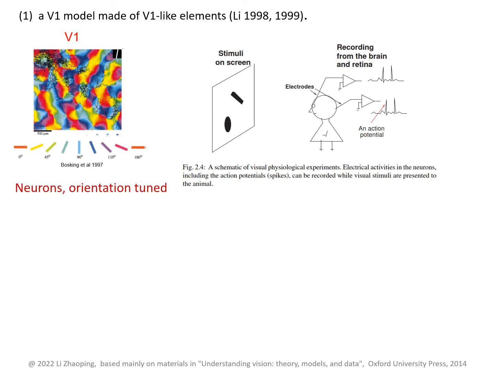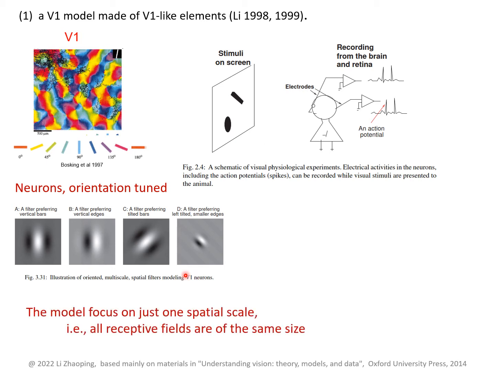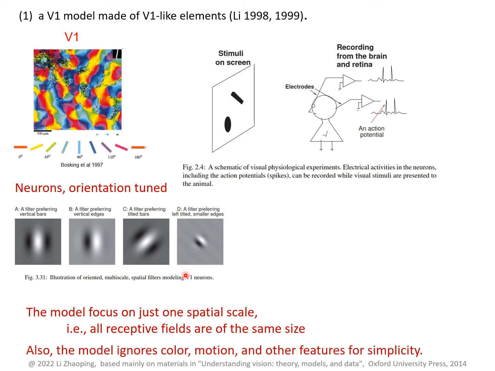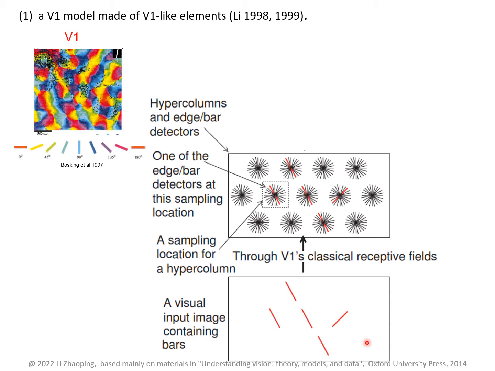So the V1 neurons are modeled as orientation tuned, and the minority of V1 neurons that are not orientation tuned are omitted for simplicity. And although different V1 neurons are tuned to different scales, let's focus the model on just one scale, so all the model receptive fields have the same size for simplicity as a starting point. And also the model ignores color, motion, and other features for simplicity. This is because saliency behavior, such as these ones created by spatial arrangements of oriented bars, are among the most complex and non-trivial.